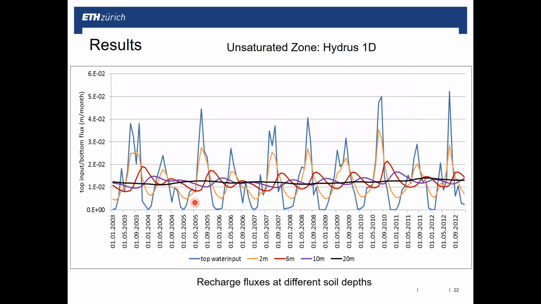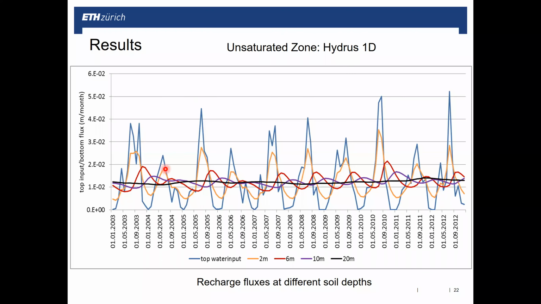And this is the result from the unsaturated zone. This blue line is the groundwater recharge, which is what we put on the soil surface. And this orange line is the recharge flux at a soil depth of 2 meters. And this one is 6 meters. The purple is 10 meters. And the black line is about 20 meters.